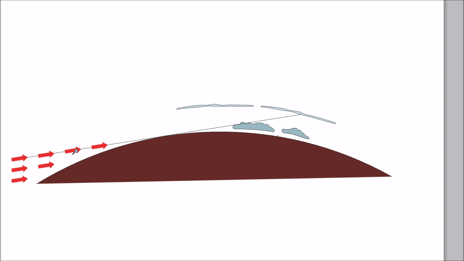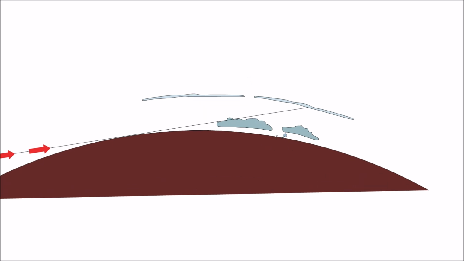If we look at this black line that's tangent to the circle there, basically everything below that black line is going to be within the shadow of the Earth, and everything above it is going to be outside the shadow of the Earth. So let's go over here and take a look at this little guy here.